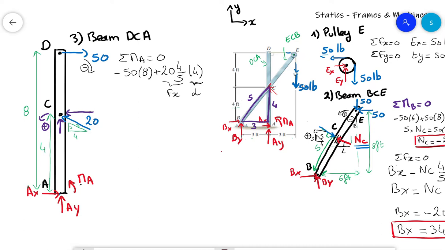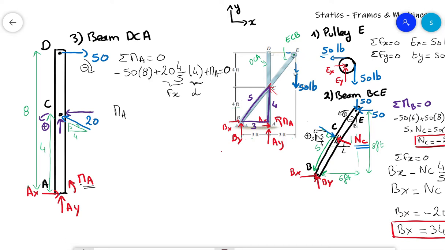And plus MA is equal to 0. Don't forget this moment. A moment is a free vector, so we can draw it anywhere. It's not because I draw it at A that it's 0. It's already a moment times a distance. We need to include that because that's what we need to find.